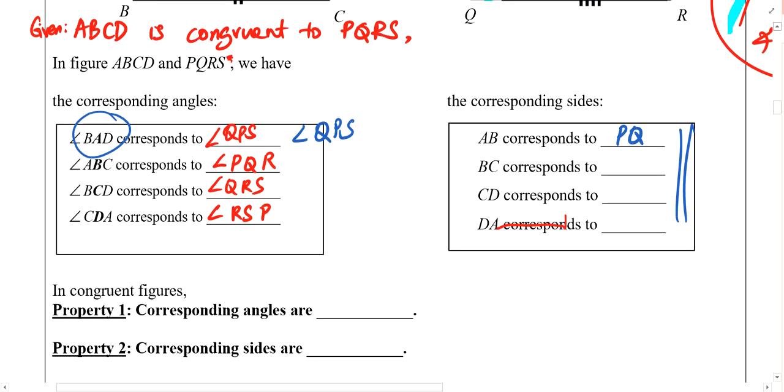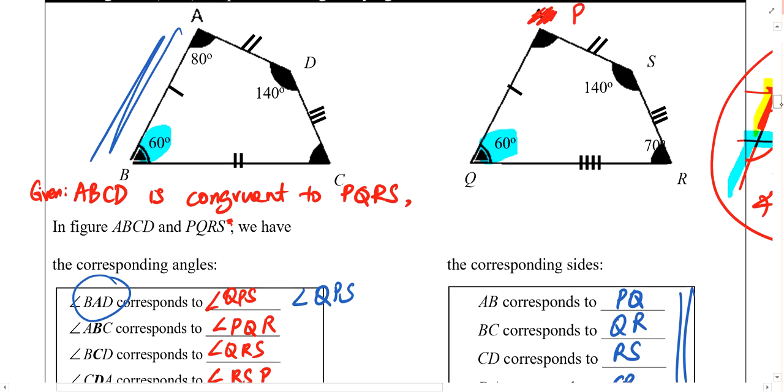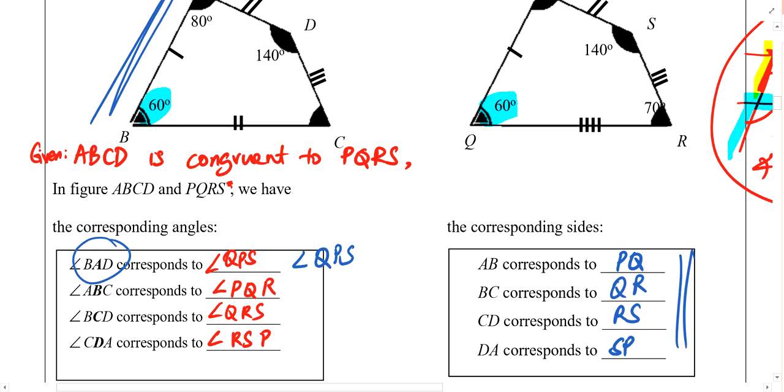BC corresponds to QR. Next, CD corresponds to RS. DA, SP. Now we refer back to our diagram. We see whether they make sense or not. And they should.